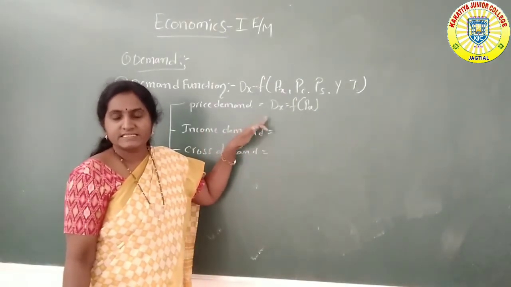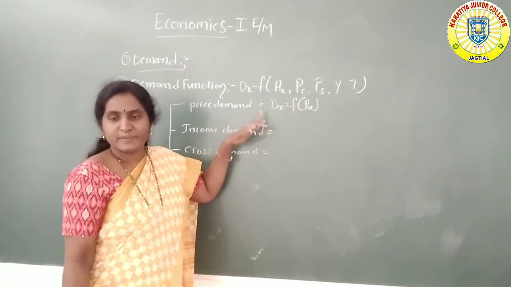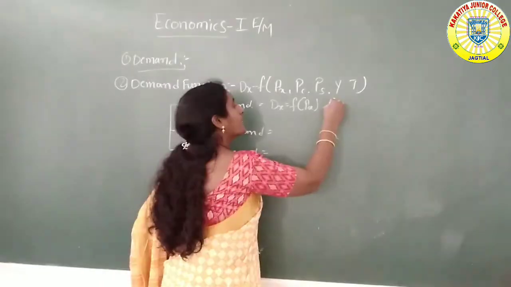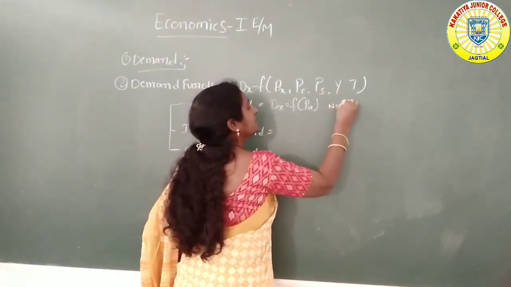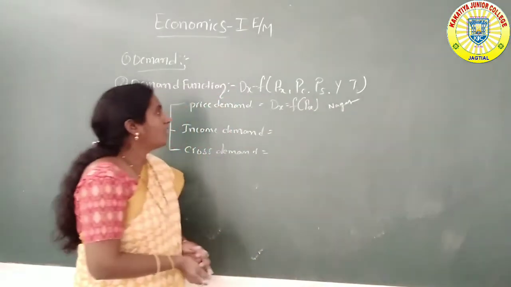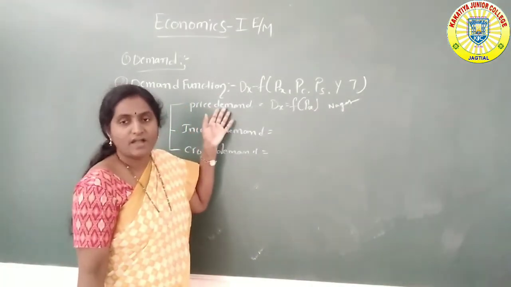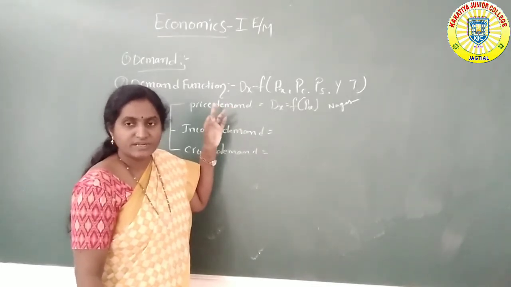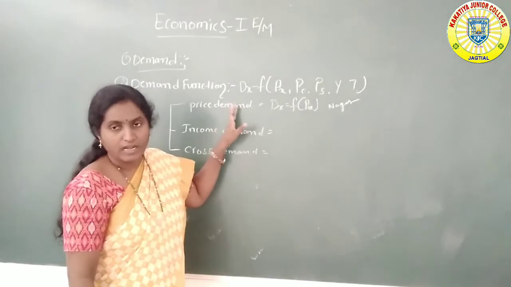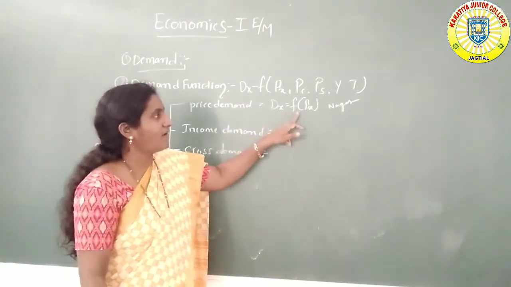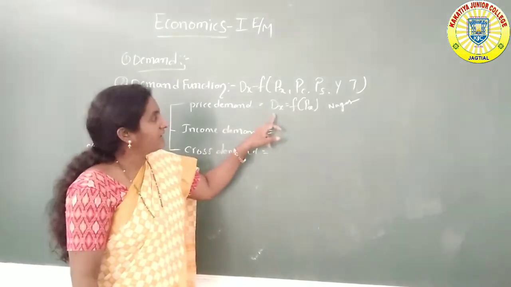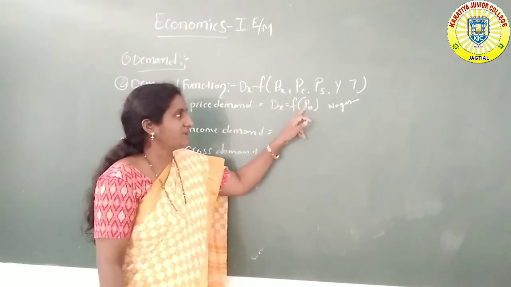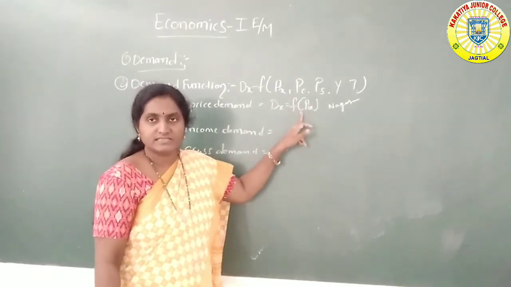It means when price increases, demand decreases; when price decreases, demand increases. There is a negative relationship between the quantity demanded and the price of goods. An inverse relationship means a negative relationship between the price and the quantity demanded. So Dx = f(Px), where Dx is the demand for commodity x, f means functional relationship, and Px means the price of x.